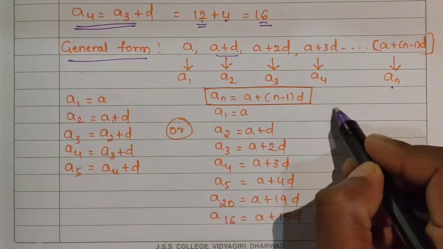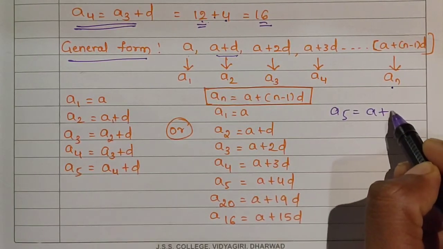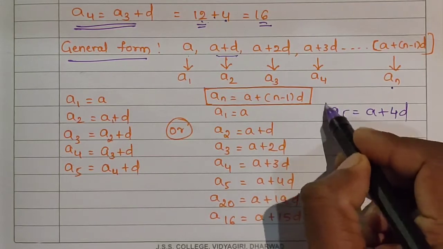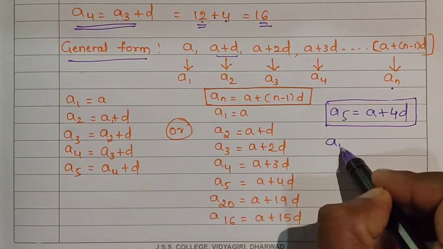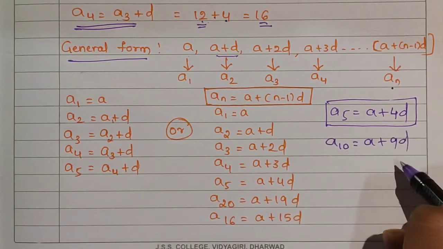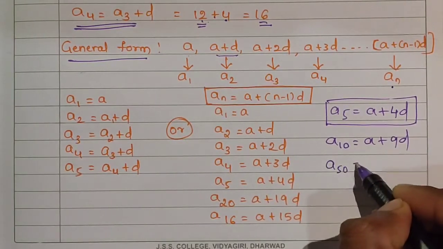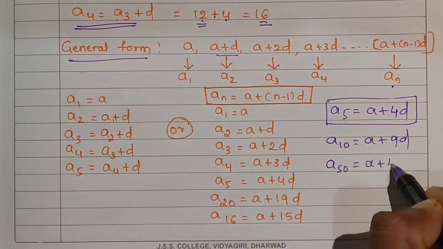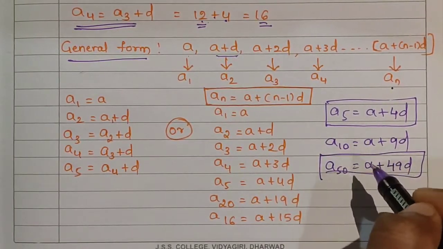To calculate the fifth term, what do you need to write? A plus one number previous, that means 4, into D. This is the formula. A5 is equal to A plus 4D. If you want to calculate the 10th term, that is A10, you need to take A plus one number previous, that is 9 into D, A plus 9D. Similarly, if you want to calculate A50, the 50th term, you need to write A plus 49 into D. This is the formula. You need to remember this basic concept.